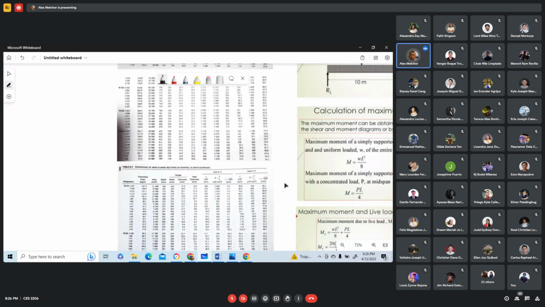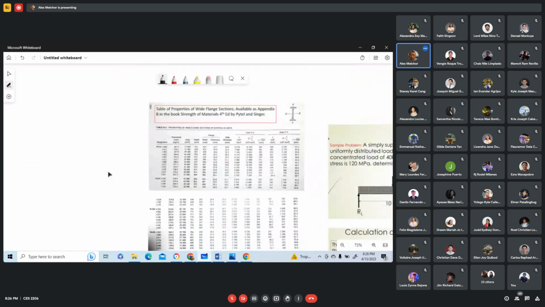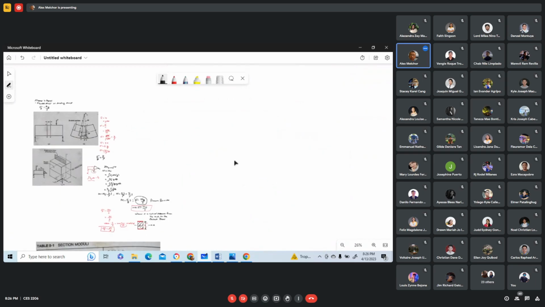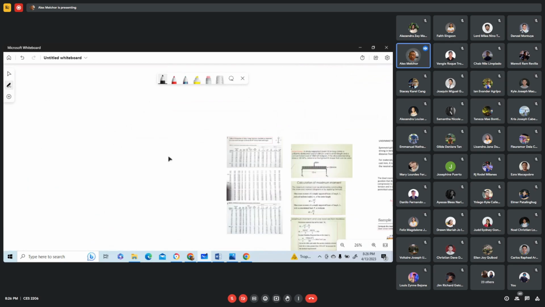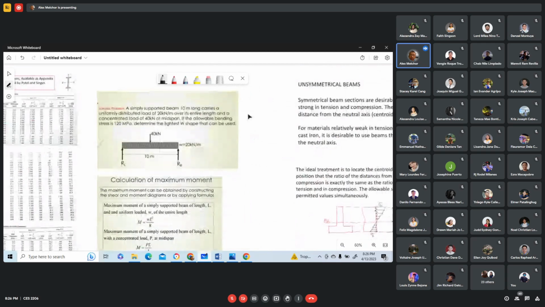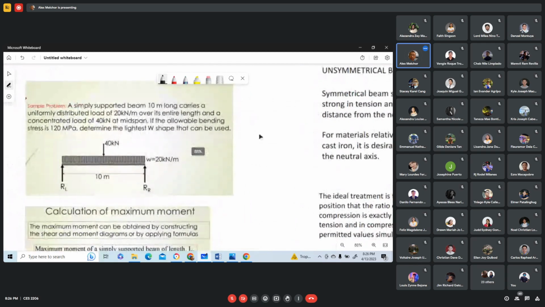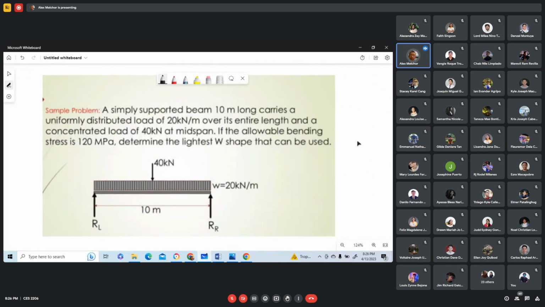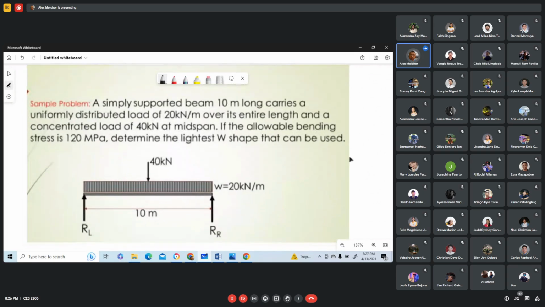So how do we use this one? Okay, to apply this table, we consider this sample problem. We'll try to solve this sample problem. This is posted in the Canvas. This is, by the way, made by our chair, Engineer Fornis. Please read the problem.